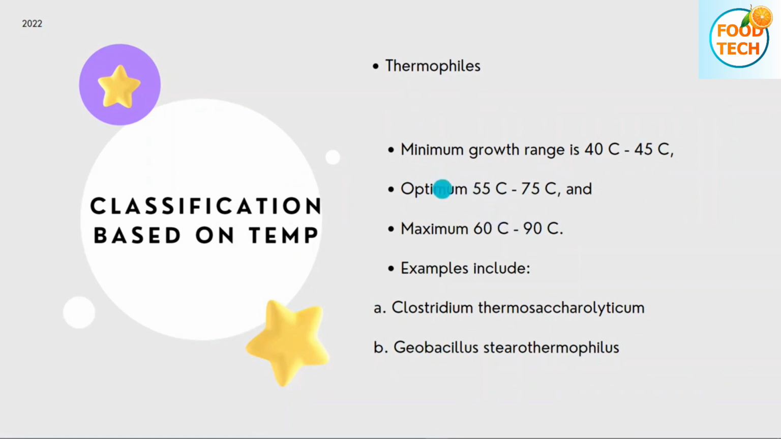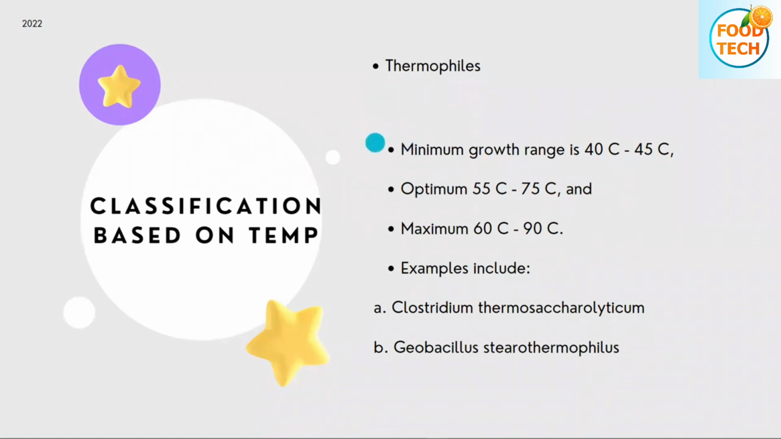So these are the microbes where minimum growth only starts from 40 to 45 degrees. The optimum, best temperature for growth is 55 to 75, and the maximum it can grow until is 90 degrees. Beyond 90 they won't be able to survive, and below 40 they won't be able to survive. So guys, these are the thermophiles.